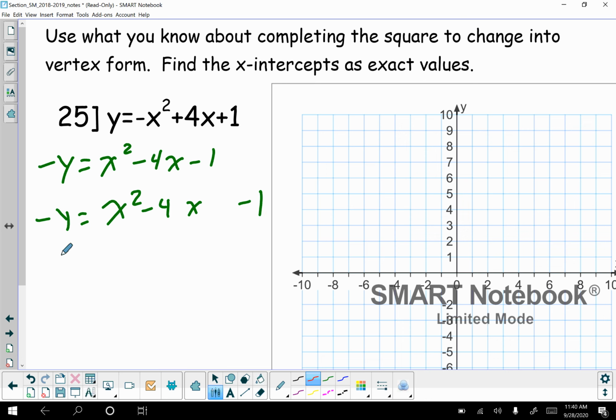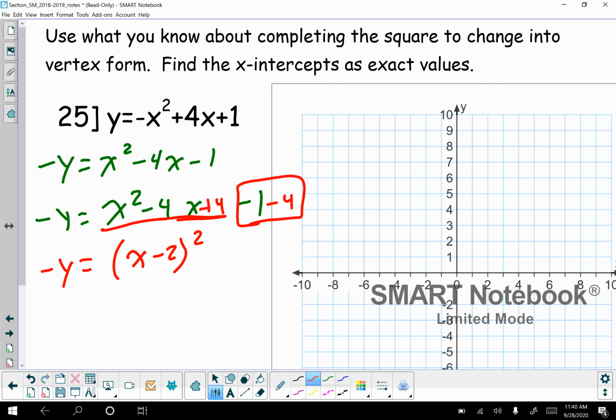Half of negative 4 is negative 2 quantity squared. So if I add 4, I'm also going to subtract 4. This is the important thing to remember right here. This is what I get if I go x minus 2 times x minus 2 and FOIL it out, but then I get negative 5 here. Now, I don't want to have a negative y, so I'm going to multiply everything by negative 1. I'm not distributing that negative 1 in.